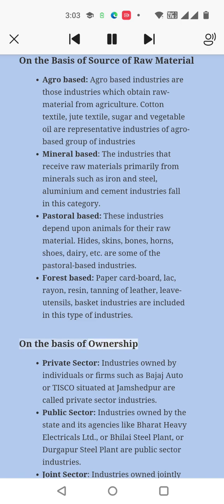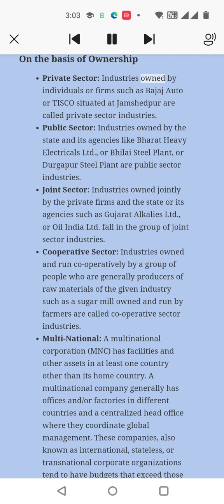On the basis of ownership. Private sector industries owned by individuals or firms such as Bajaj Auto or Tisco situated at Jamshedpur are called private sector industries. Public sector industries owned by the state and its agencies like Bharat Heavy Electricals Limited or Bhilai Steel Plant or Durgapur Steel Plant are public sector industries. Joint sector industries owned jointly by the private firms and the state or its agencies such as Gujarat Alkalis Limited or Oil India Limited fall in the group of joint sector industries.